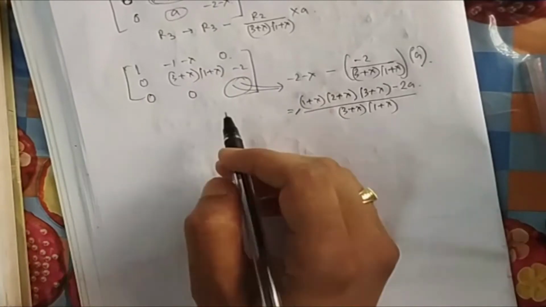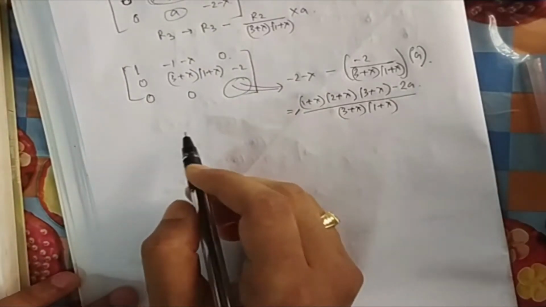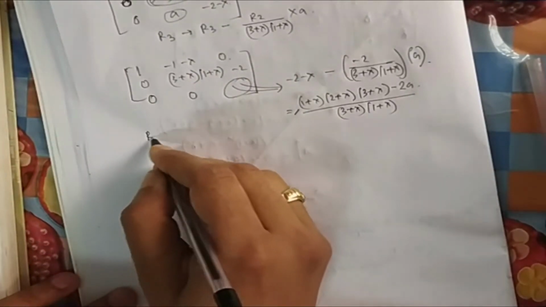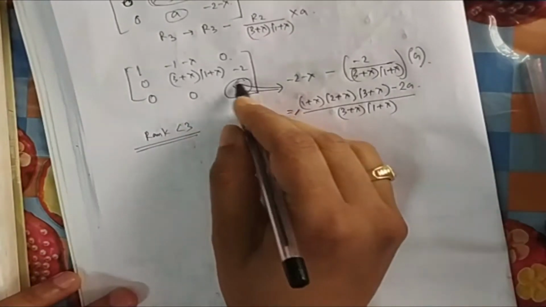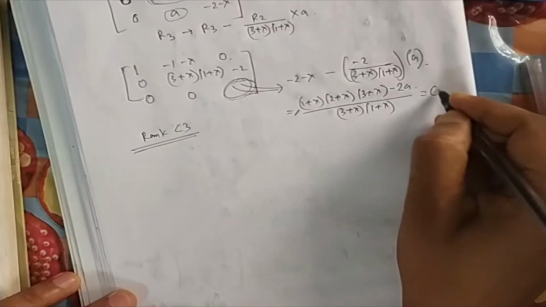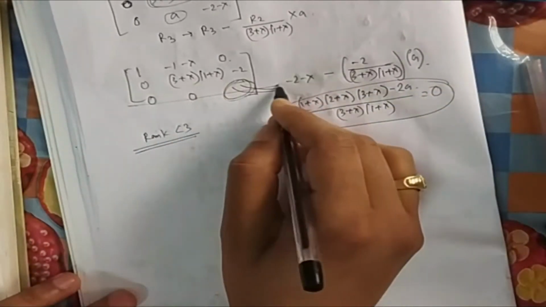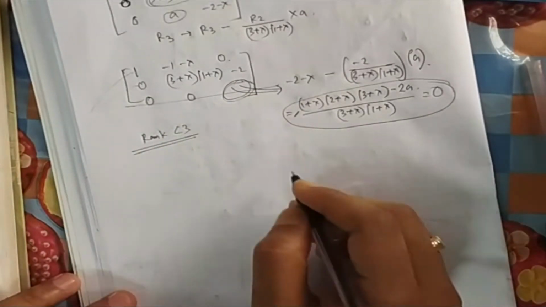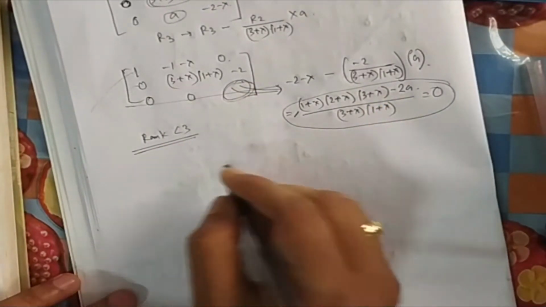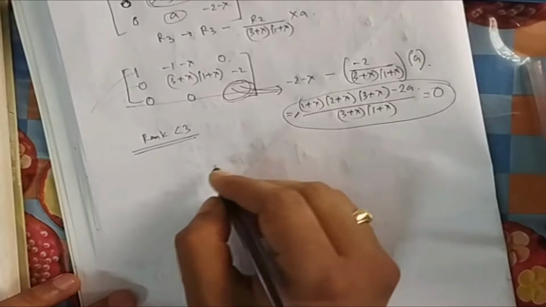Now to make the rank, what was our intention? Our intention was to make the rank less than 3. So how will it be less than 3? If this becomes 0, then you see this entire row will become 0. Then the number of non-zero rows will be 2, which will be less than 3. So if it is 0, then what you will get?